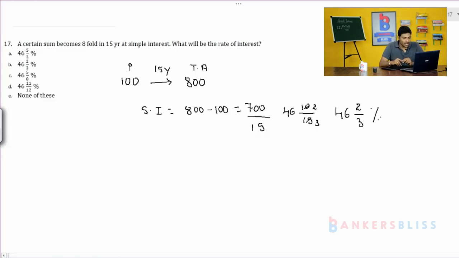Very simple. SI is equal to 800 minus 100, 700 for 15 years you are getting. So per year you have to calculate 700 by 15, you are going to get 46 10 by 15 in the mixed fraction. So 10 by 15 can be further simplified. So you are going to end up with 46 2 by 3 percentage.